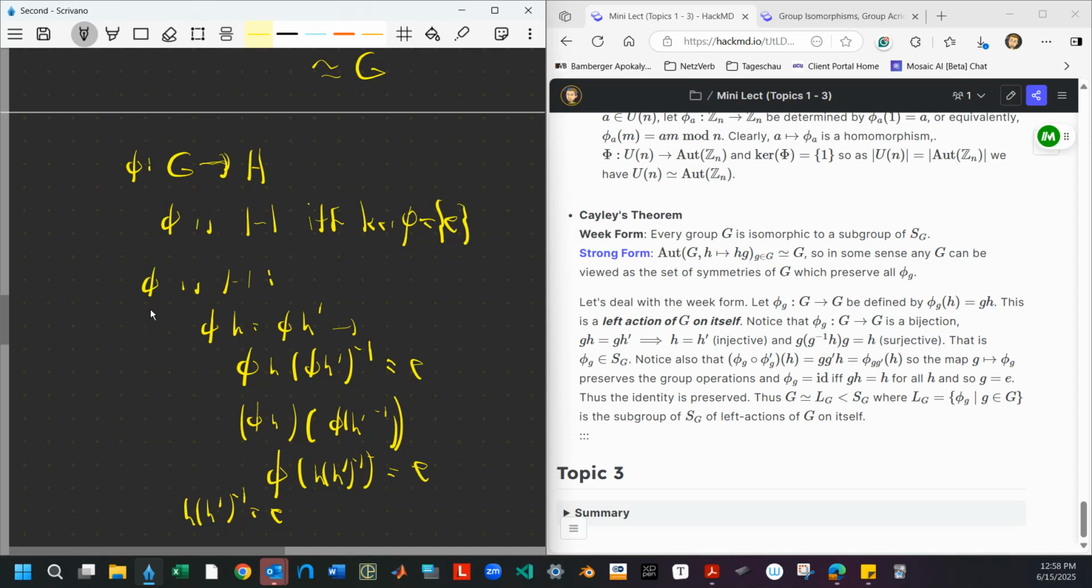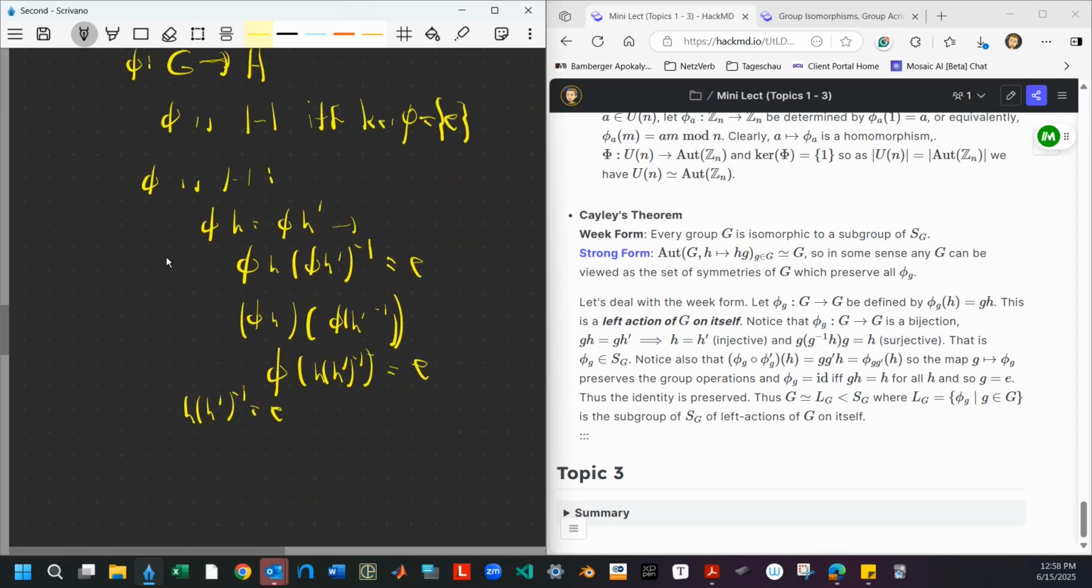So in particular, oh sorry, I don't even have to do that. I just multiply both sides by h prime inverse, so I get h equals h prime. That's all I want. So start off with phi of h equals phi of h prime, get h equals h prime. So if phi is one-to-one, right?